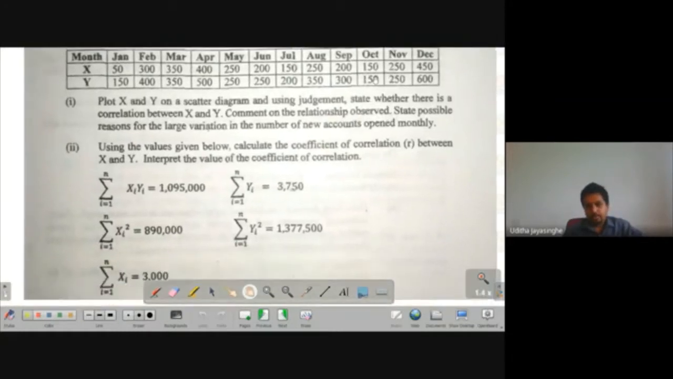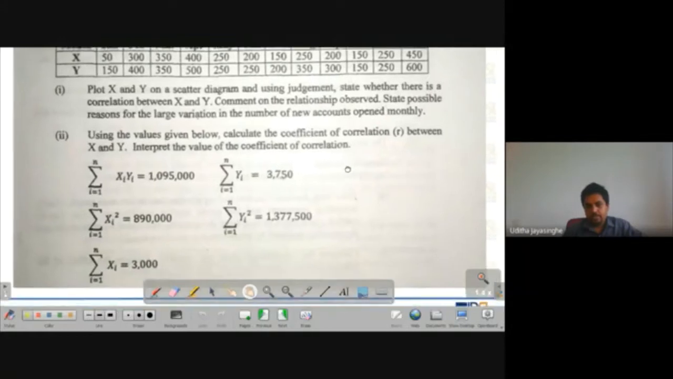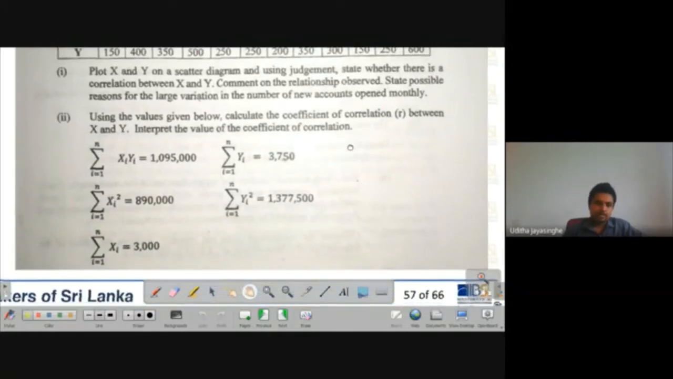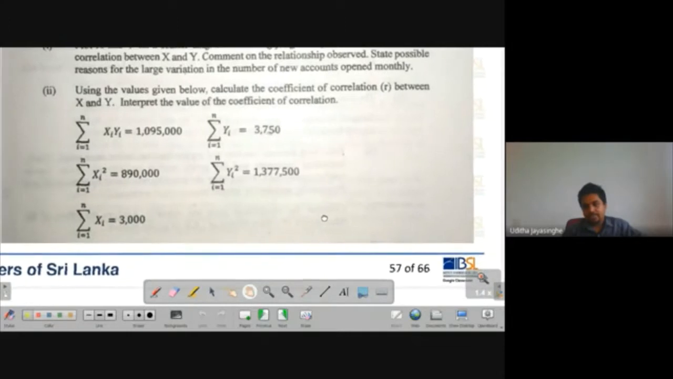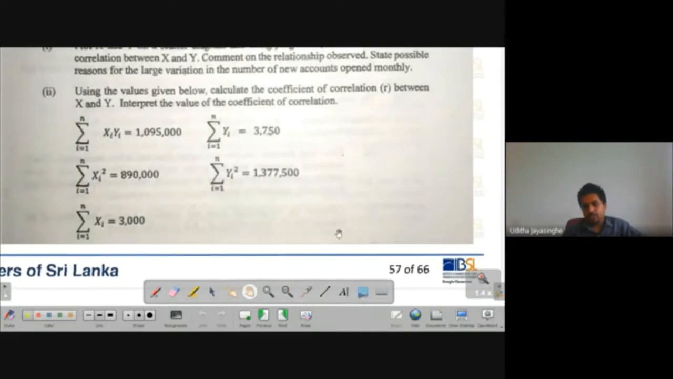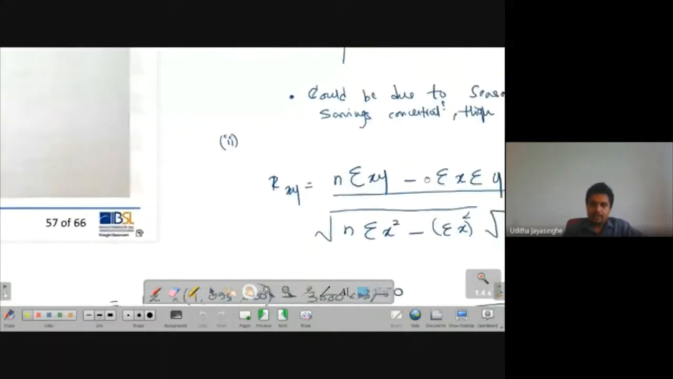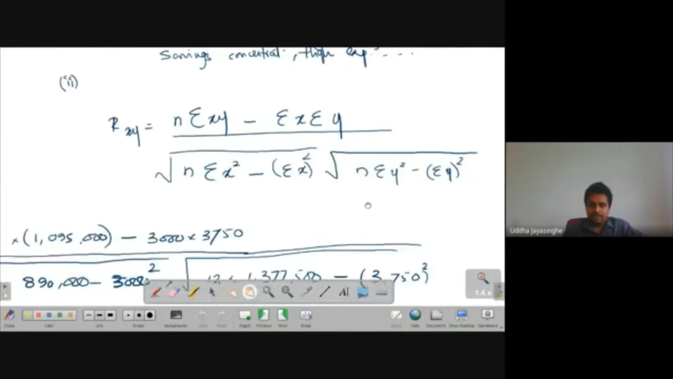But the focus of this question is not part number 1, but part number 2, which we learned just a moment ago. Using the values given below, calculate the correlation coefficient Rxy between X and Y. Interpret the value of the correlation coefficient R. Now see what is being given here, students. Unlike the previous instances where you take the covariance and divide by the standard deviation, now here you have to use this form of the equation.